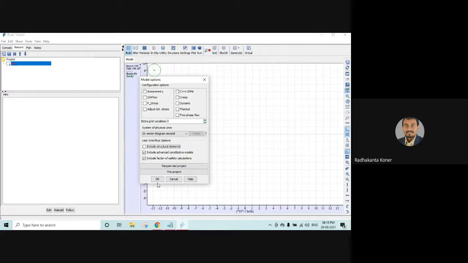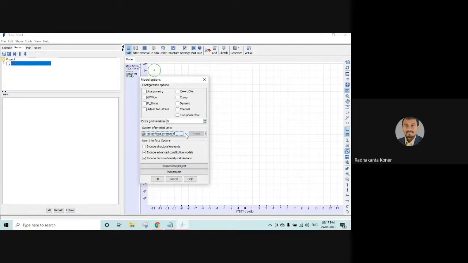Generally for 2D, we are doing a plane strain condition. And here after that you see extra grid variable. We are not taking any extra grid variable. Second, in the window you see system of physical units. You can see how many units are possible: imperial unit, and so on. So we are using meter, kilogram, and second. L is the length measurement in meter, mass measurement in kilogram, and time measurement in second. Based on that, all our units will be transferred.